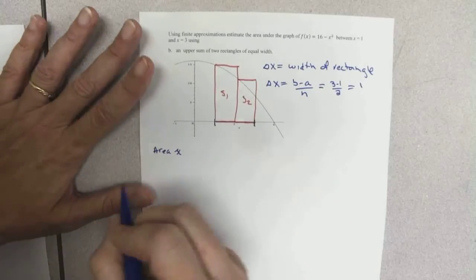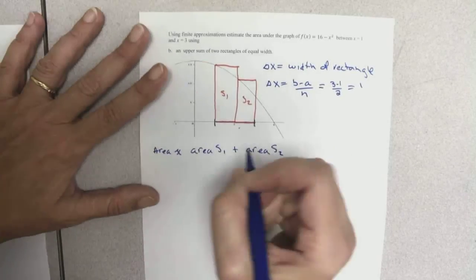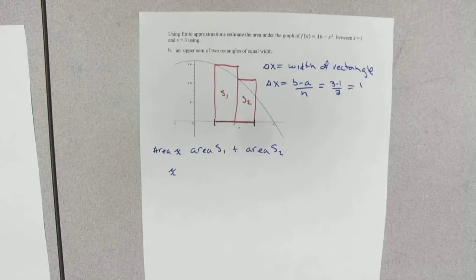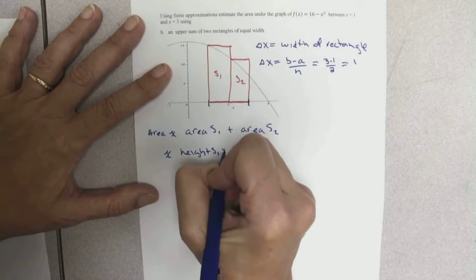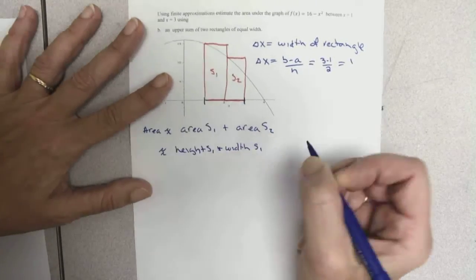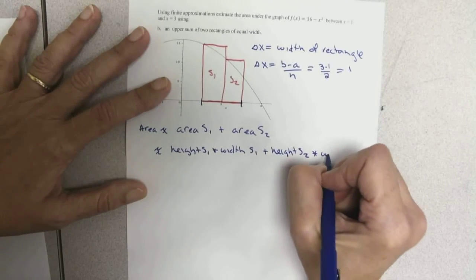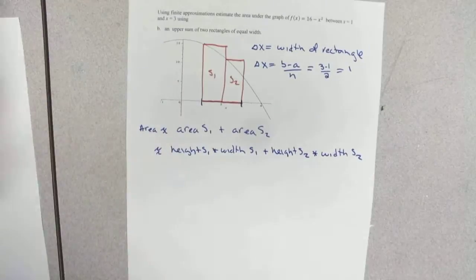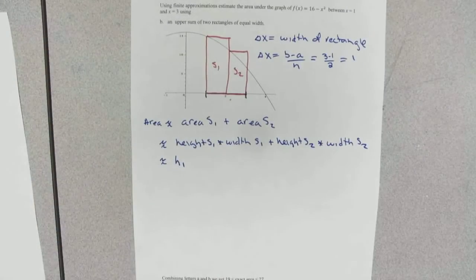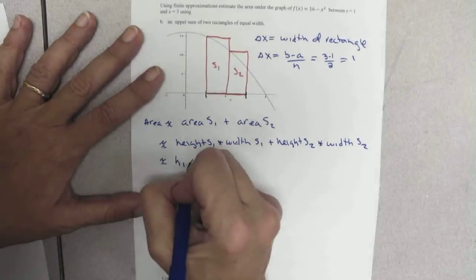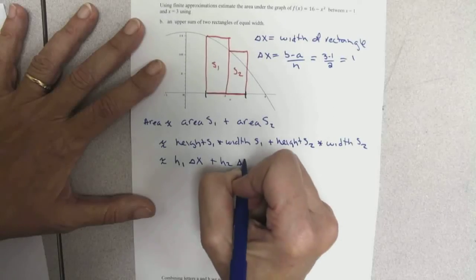Then it's the exact same logic: the area is going to be approximately equal to the area of S1 plus the area of S2. And again, not skipping steps. That's the height of S1 times the width of S1, plus the height of S2 times the width of S2, height times width. And then going down, instead of writing height S1, I'm just going to write H1. And each of the widths is delta x. So height 1 delta x plus height 2 delta x.